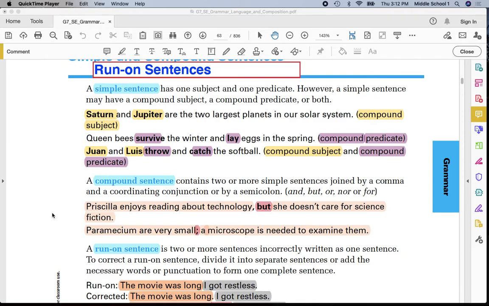Paramecium are very small; a microscope is needed to examine them. Once again, you will notice that the beginning of the sentence and the end of the sentence are highlighted in the same color because they are two separate sentences. The middle of the sentence is a semicolon. The semicolon takes the place of the comma and the conjunction as was used in the first compound sentence example. A compound sentence contains two or more simple sentences joined by a comma and a conjunction or a semicolon.